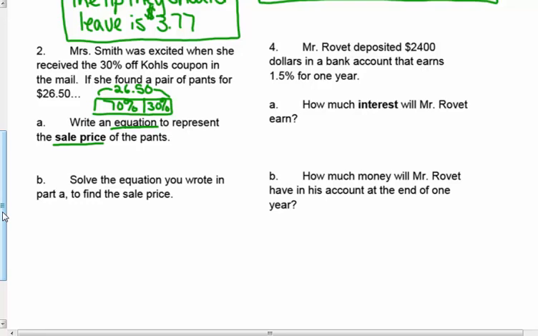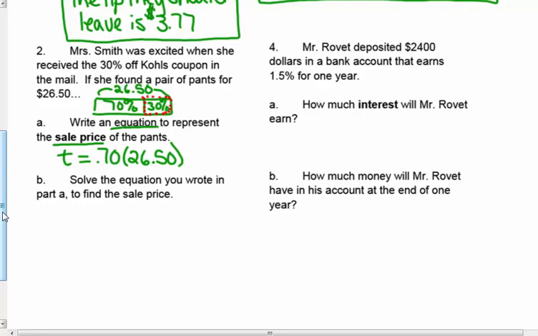Because literally that coupon, and you can think of it this way, 30% of this $26.50 is going to come off the price of those pair of slacks or pants. So her cost, what is her sale price, her new total cost to her would be 70% of that $26.50. That would be the equation that I would use. If you're taking 30% off, you're paying 70%.